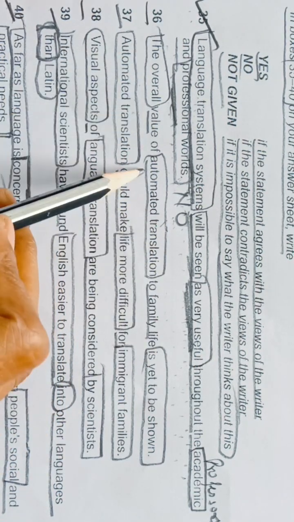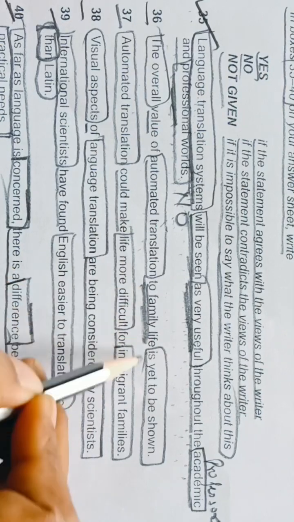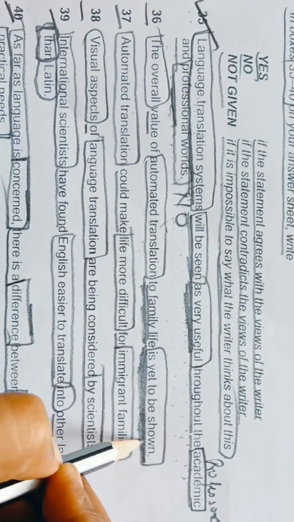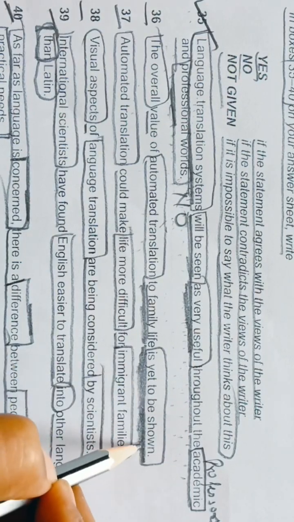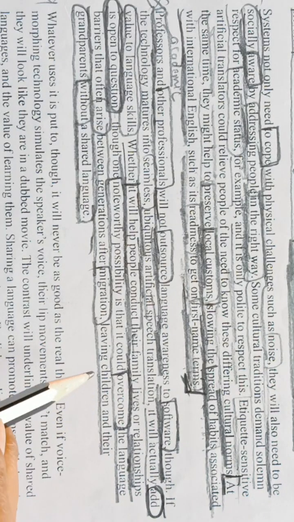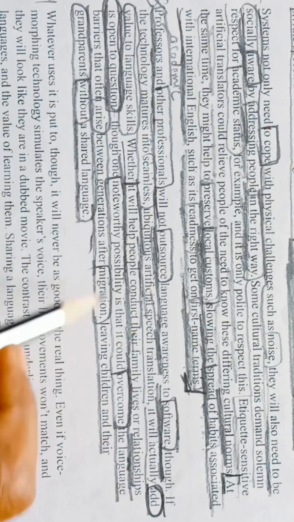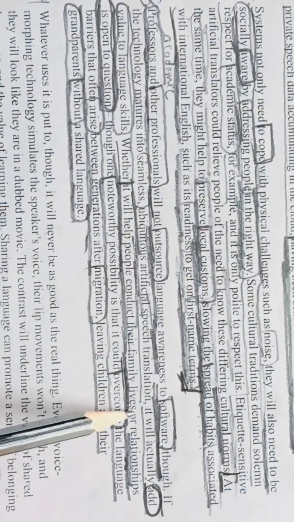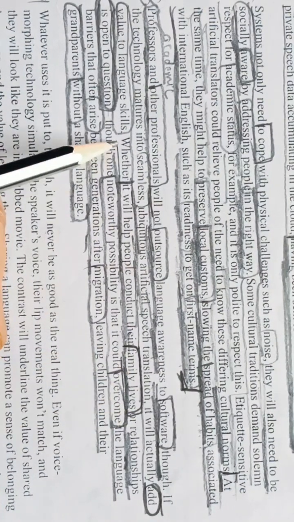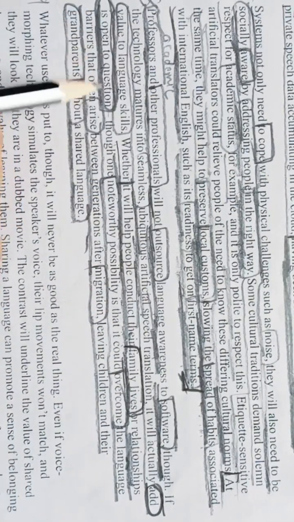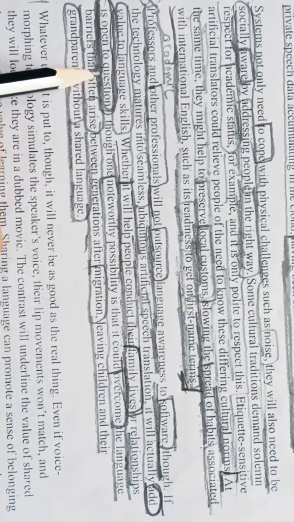The overall value of automated translation to family life is yet to be shown. Is yet to be shown means is yet to be discovered. So we have seen this thing also in the same passage. Our keyword is family life. We have seen this family life here. Whether it will help people conduct their family lives or relationship is open to question. Same thing they are saying here.